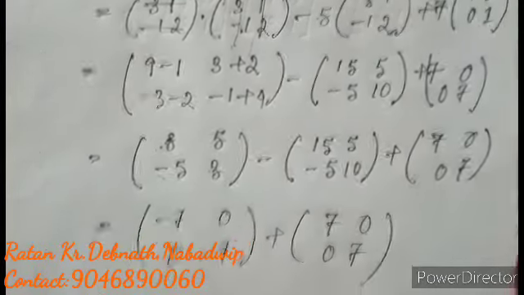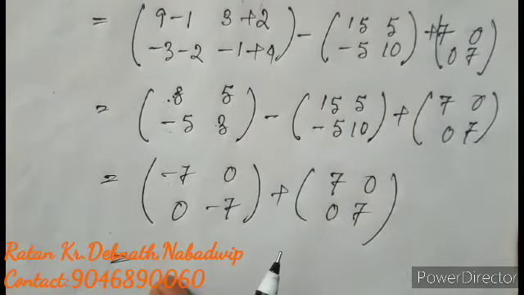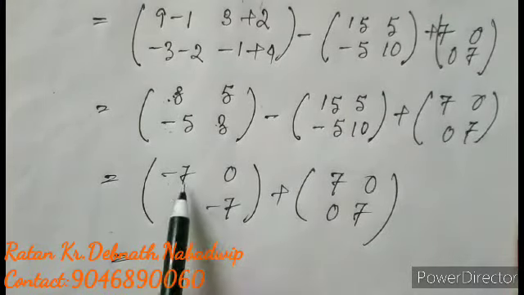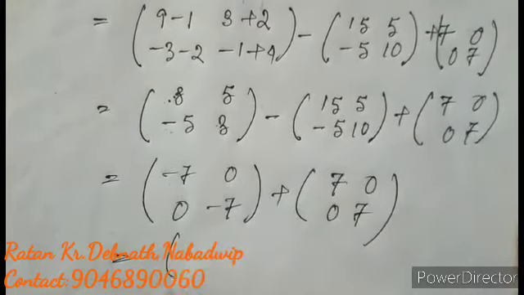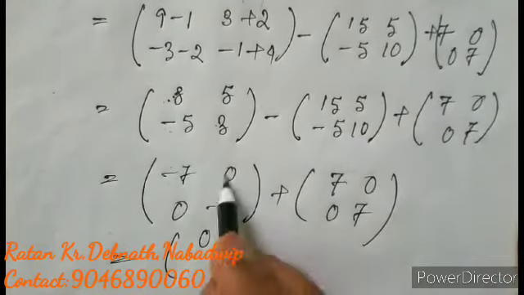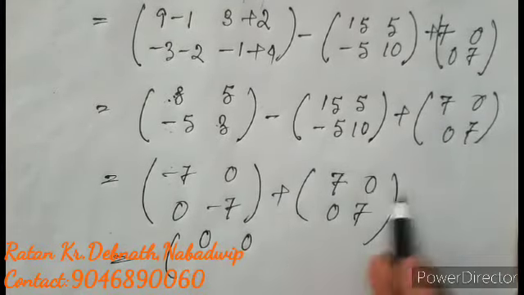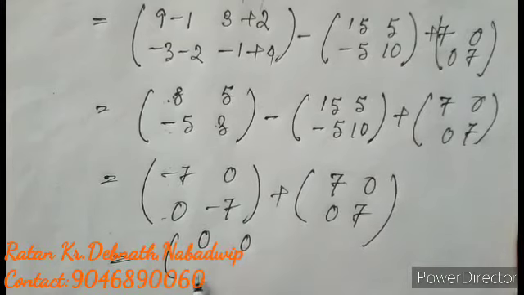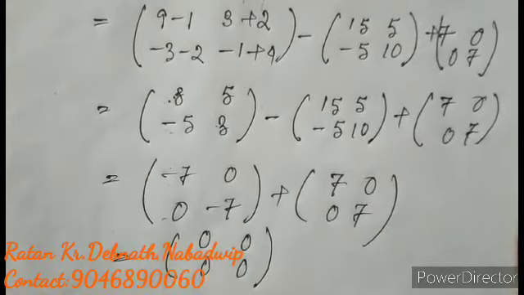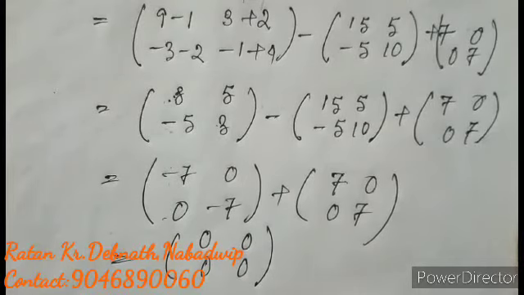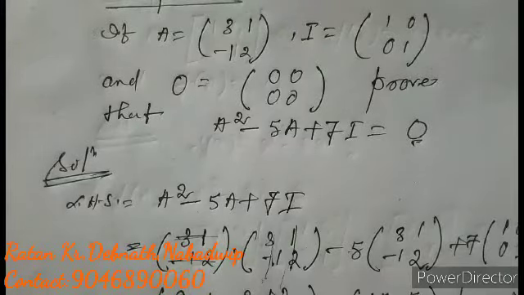Now for addition of two matrices, we also add the corresponding elements, and we get 0, 0, 0 and 0, which equals the zero matrix. Proved. I think you understood matrix multiplication.